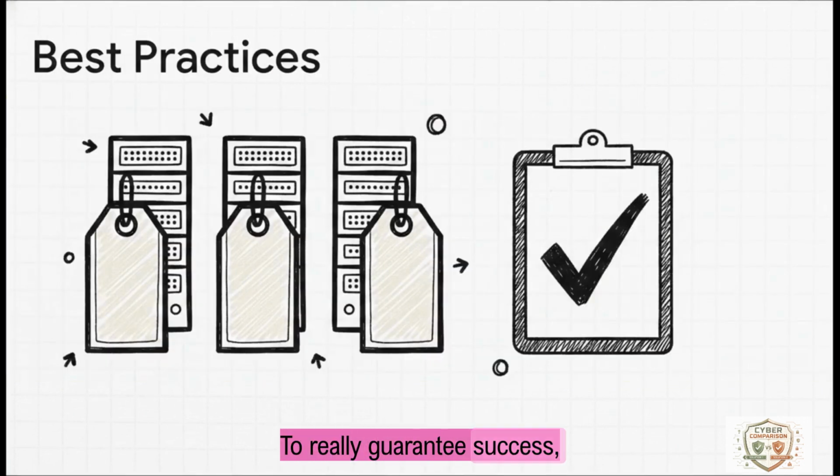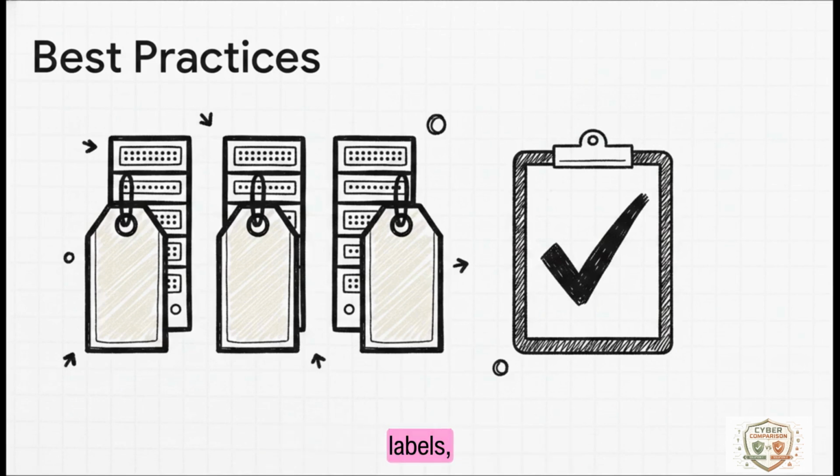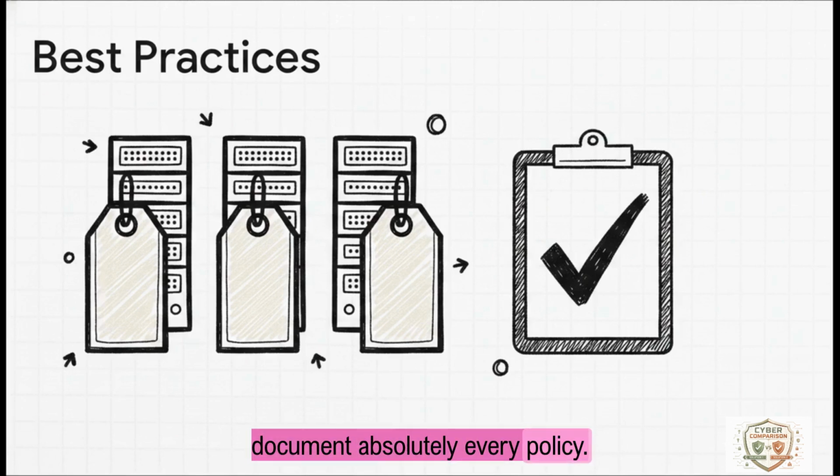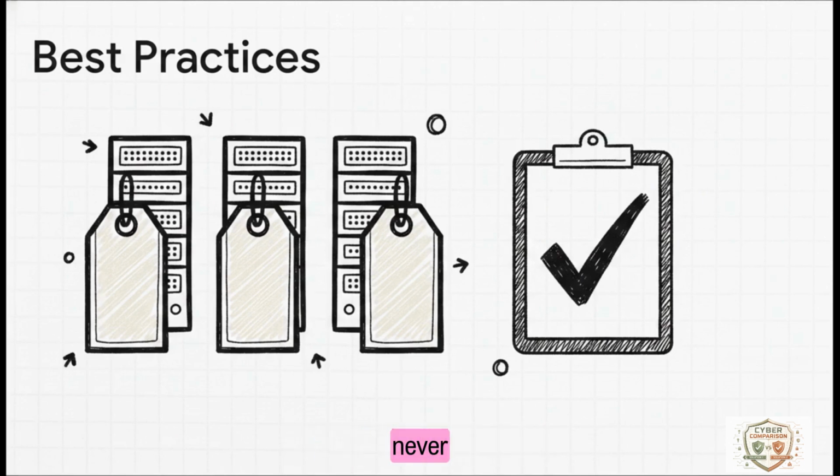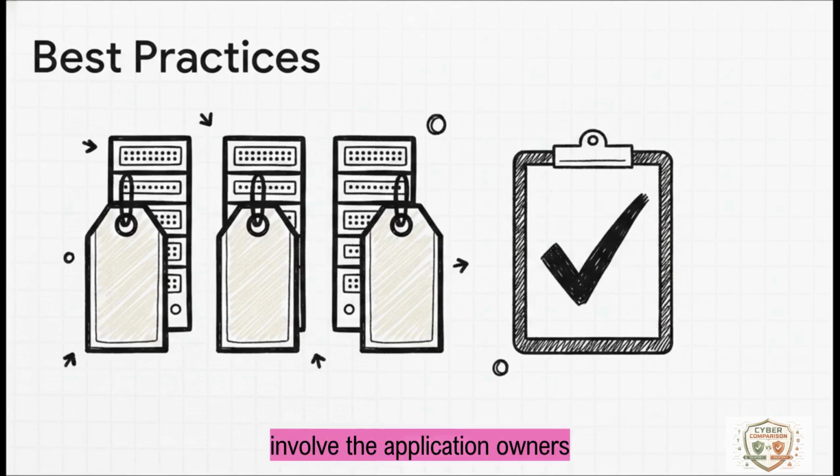To really guarantee success, there are a few essential do's you need to keep in mind. First off, avoid rigid IP addresses. Always use resilient labels, like tagging an asset by its application or environment. IPs change, but labels stick. Second, document absolutely every policy. Make a habit of regularly reviewing and removing unused rules to keep things clean. And finally, never work in a silo. Always involve the application owners before you start blocking their traffic, just to make sure security and business are completely aligned.